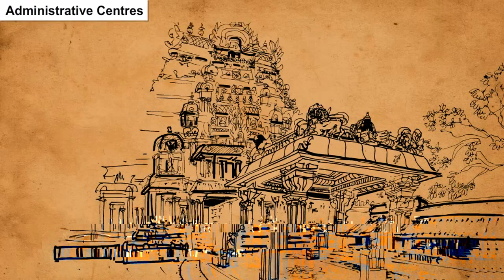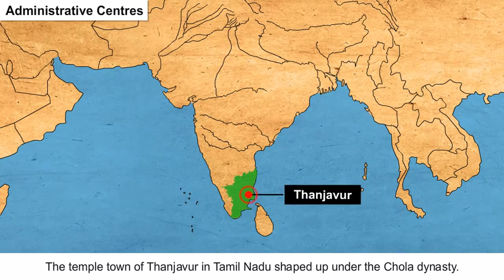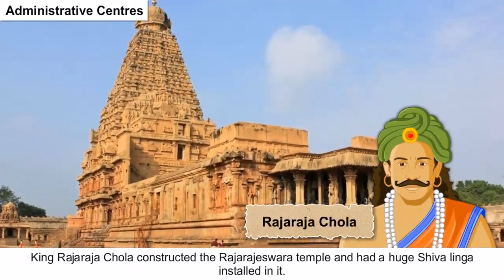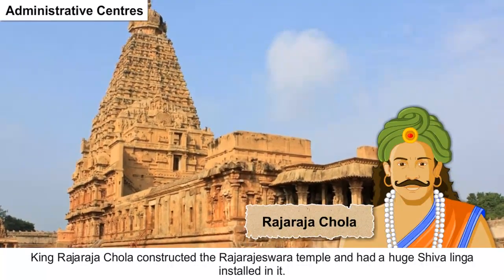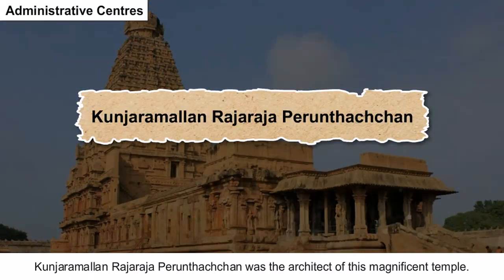Administrative centers. The temple towns of Thanjavur in Tamil Nadu shaped up under the Chola dynasty. King Rajaraja Chola constructed the Rajarajeshwara temple and had a huge Shivalinga installed in it. Kunjara Mallan Rajaraja Perunthacchan was the architect of this magnificent temple.